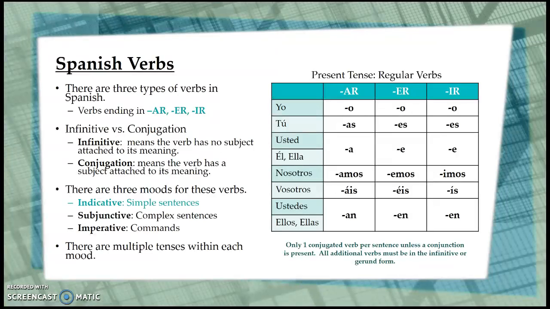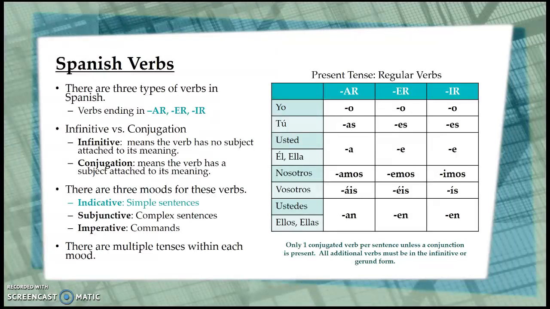For AR verbs, when we attach a subject like yo, tú, usted, él, ella, nosotros, vosotros, ustedes, ellos, or ellas, the endings we will attach are o, as, a, amos, áis, an. Notice the accent mark in the vosotros.